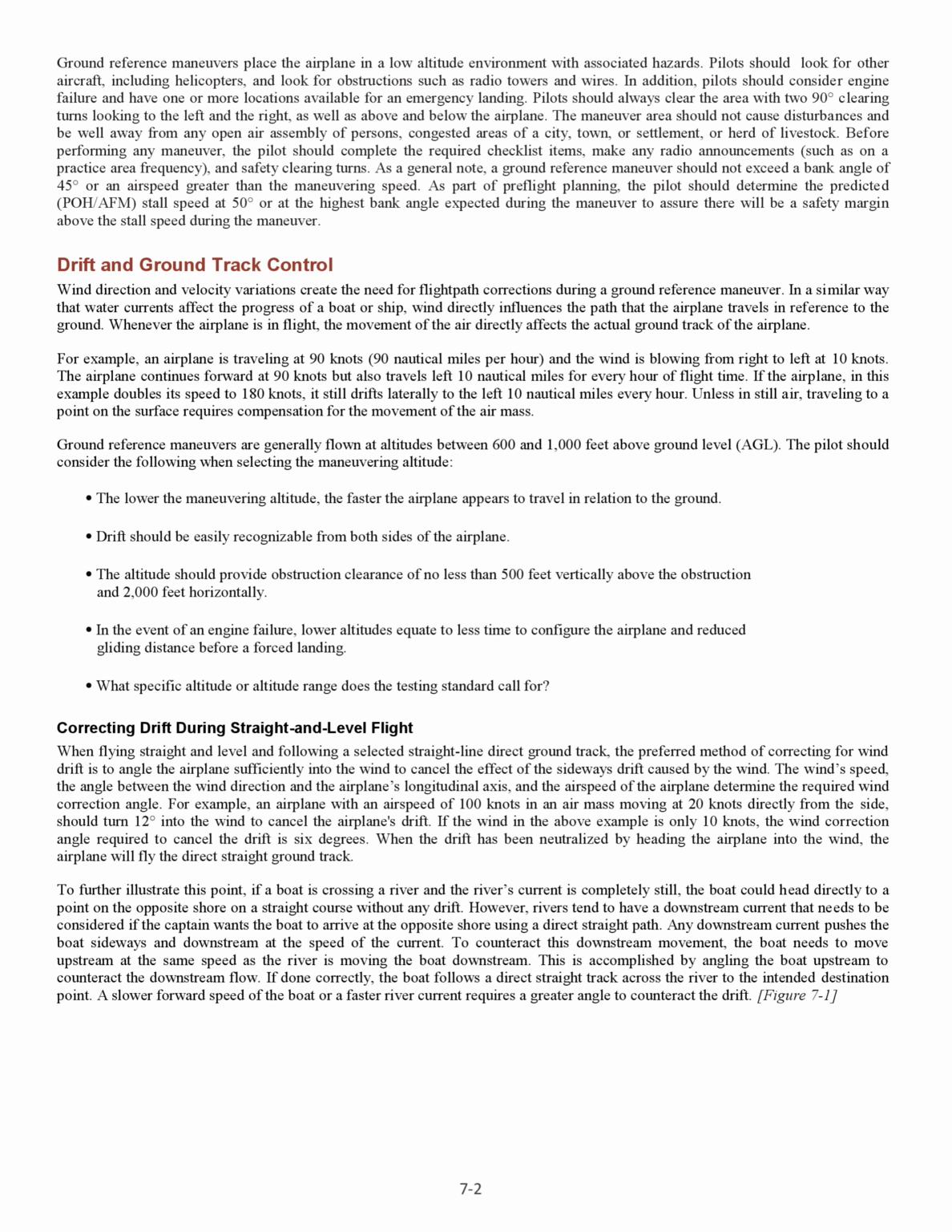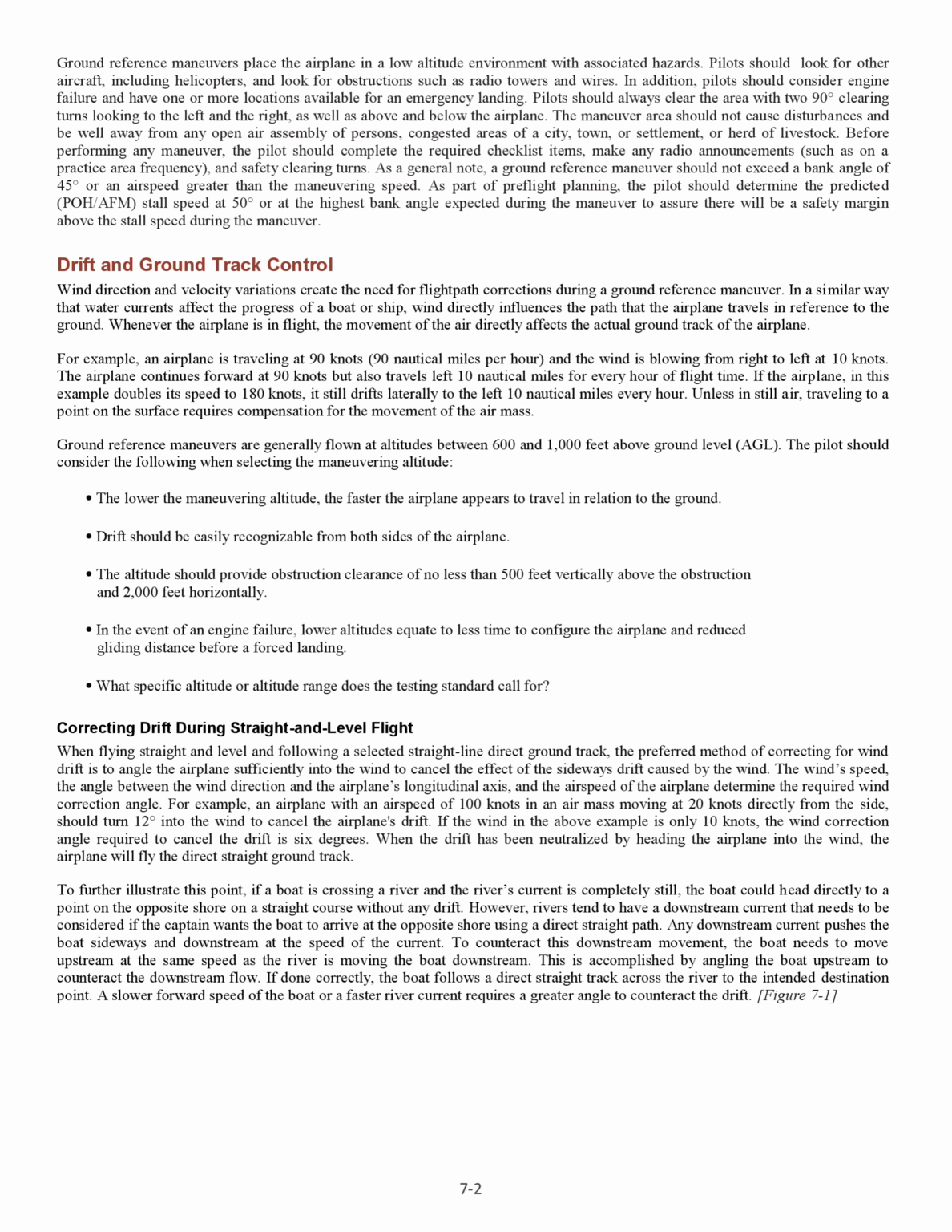The altitude should provide obstruction clearance of no less than 500 feet vertically above the obstruction and 2,000 feet horizontally. In the event of an engine failure, lower altitudes equate to less time to configure the airplane and reduced gliding distance before a forced landing. What specific altitude or altitude range does the testing standard call for? Correcting drift during straight and level flight.